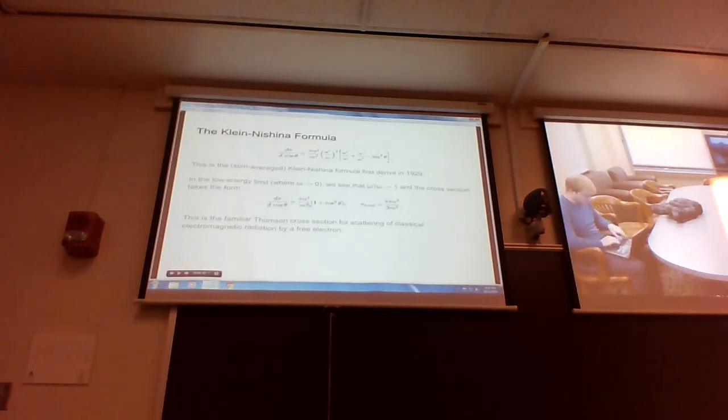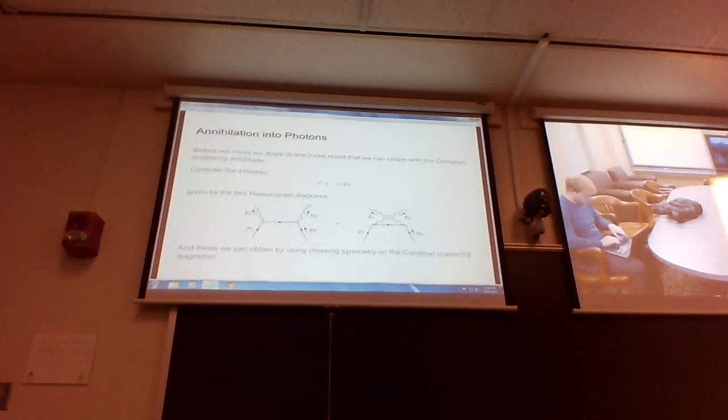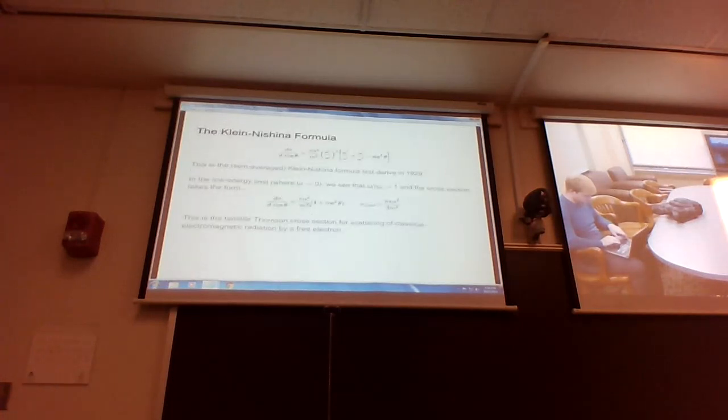All right. So that's the cross section for Compton scattering. And like I said, the main result is that you match onto the Klein-Nishina formula, and that has been checked out the wazoo as far as comparing it to experimental results.